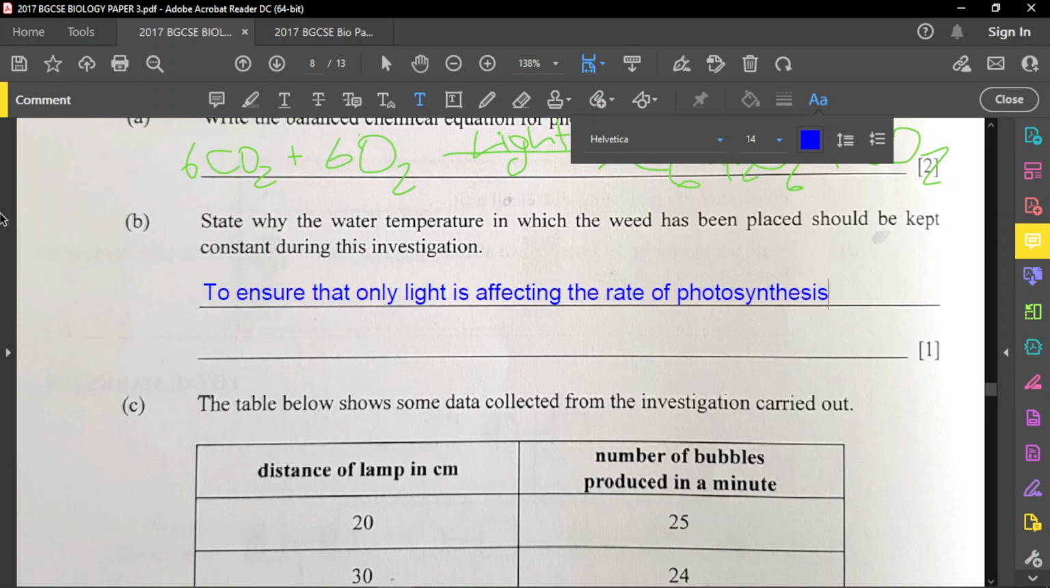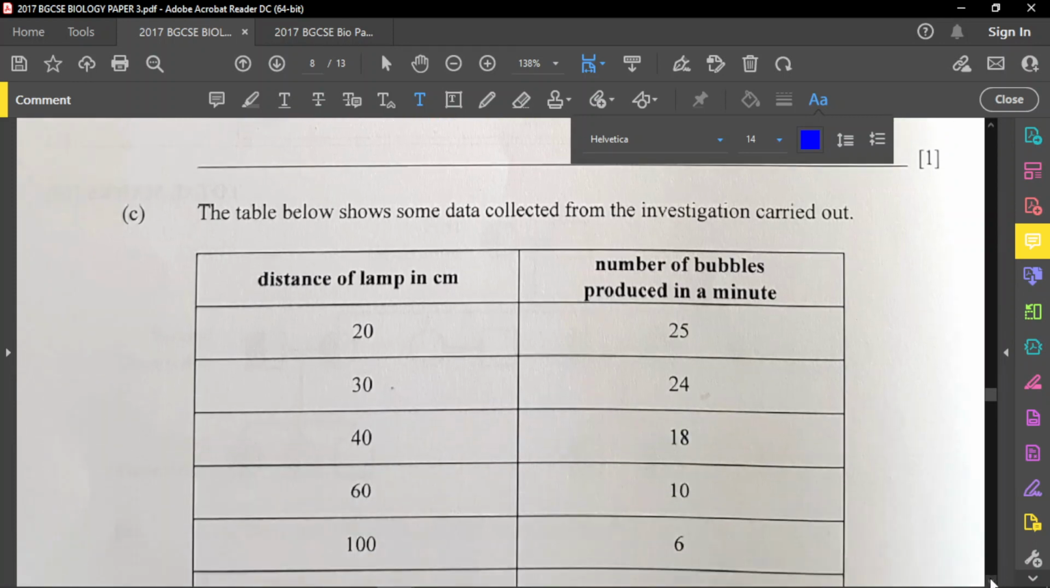Yeah. So we want to make sure that only light is affecting that rate. All right. Only the light. So by moving the light, that is the only thing that is changed. So you want to keep everything constant, and the only independent variable that should be there is the distance of the light. And what is going to respond to that is the rate of photosynthesis, which is going to be the dependent variable.